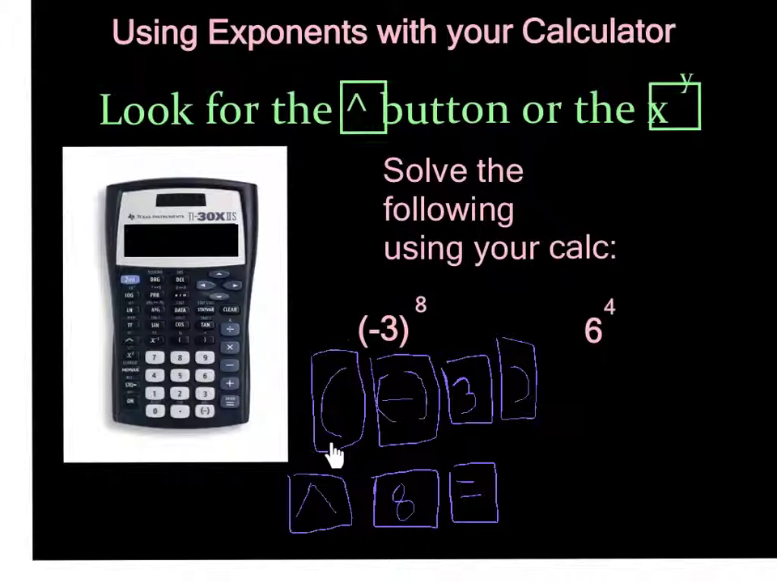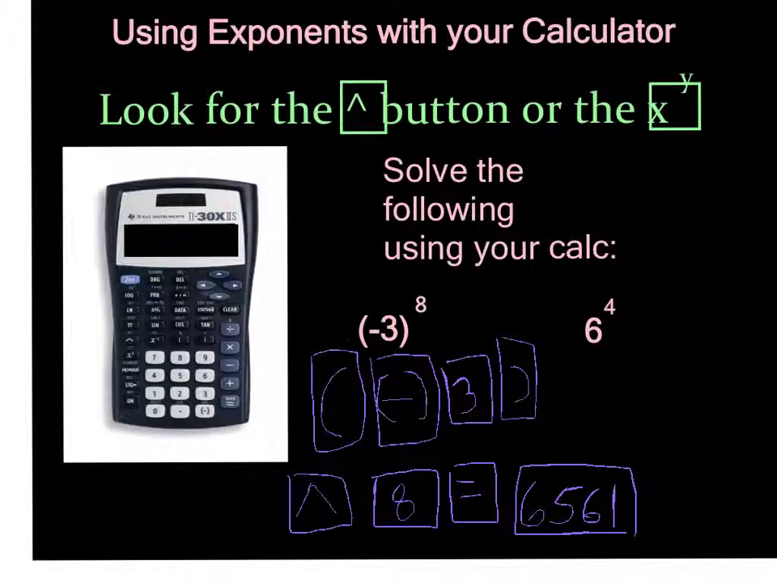So you would hit this parentheses button here, then you would hit the negative sign, okay, which is right here. Then you would hit the 3, because you want 3 to that power. Then you would hit the parentheses button again, the close parentheses right there. Then we need to raise this to this power, so I'm going to hit this chevron, and I'm going to say 8, power of 8, and then hit equals.